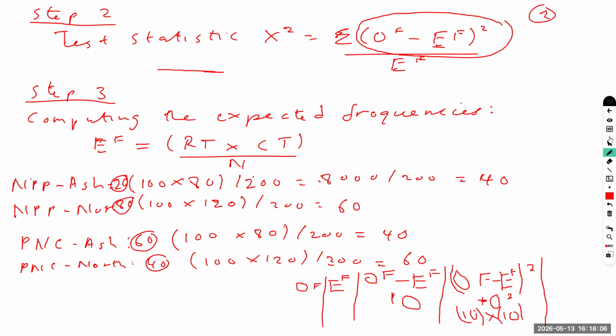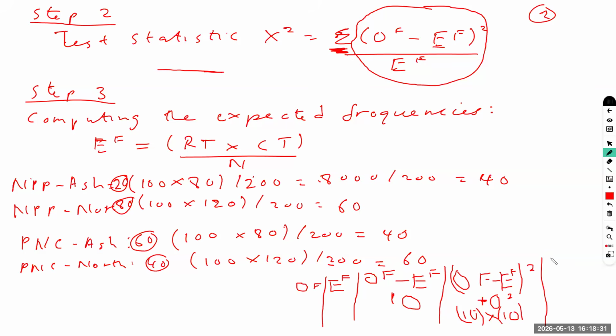Then I ask myself again, what is the last stage? The last stage is that I have to find OF minus EF, then add all, because the sign you see here, the one I'm underlining, is called sigma. Sigma means summation. Let's add all the values. Do you get me?